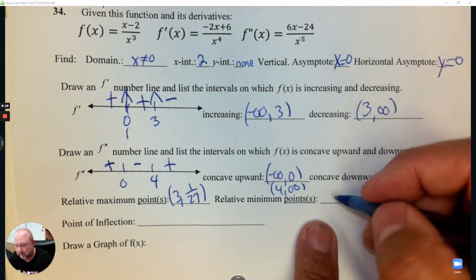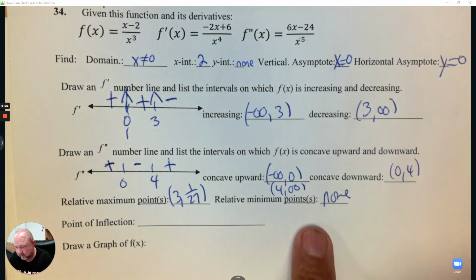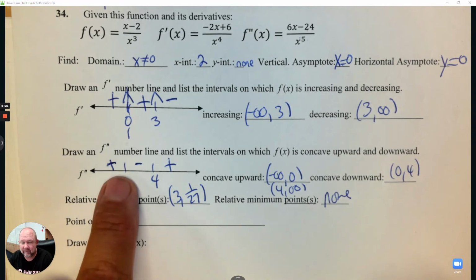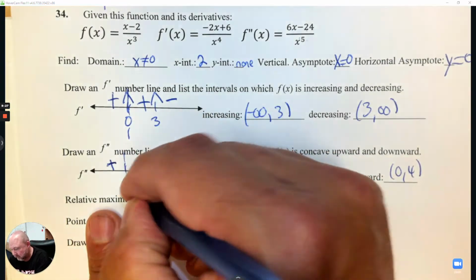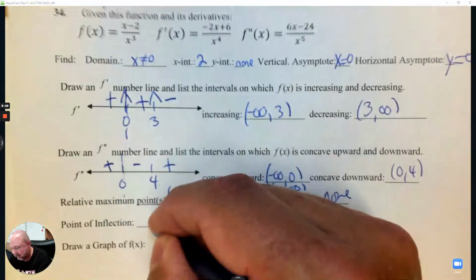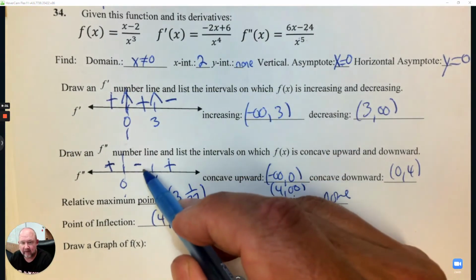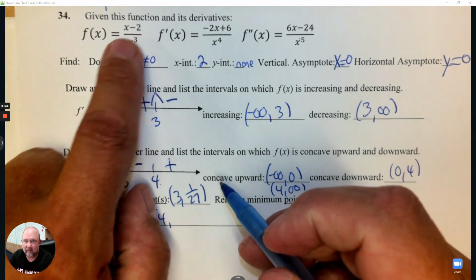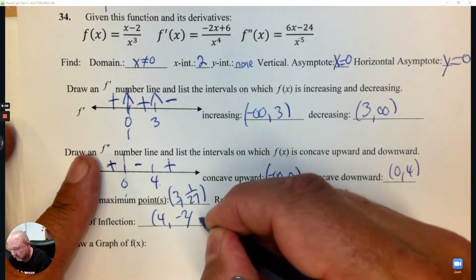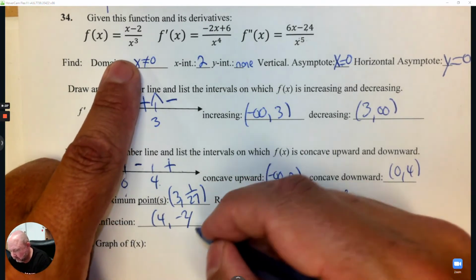What's the minimum point? There is no minimum point, so it never goes from negative to positive. Point of inflection, that's here. Again, 0 is an asymptote, so it's not 0. 4 is the point of inflection, so the concavity changes. 4 take away 2, so that's -2 over 4 cubed, which is 64.